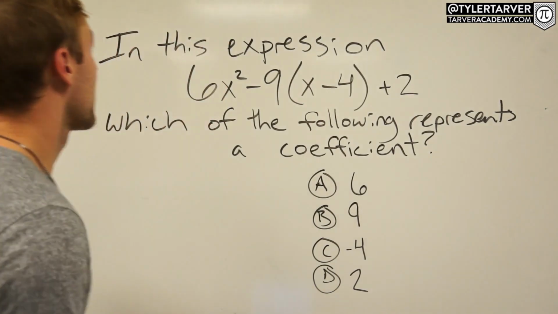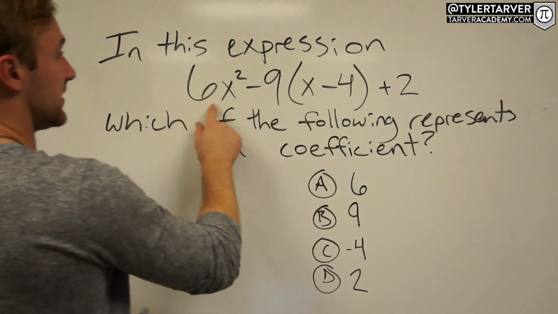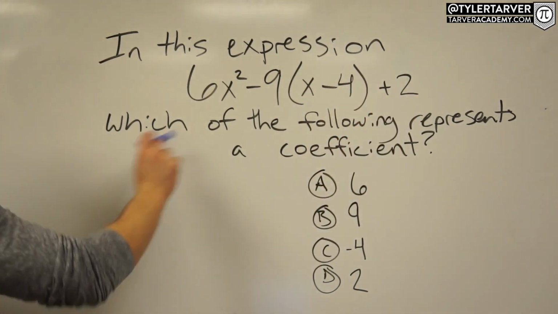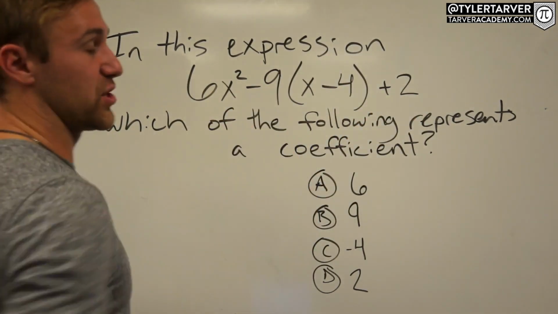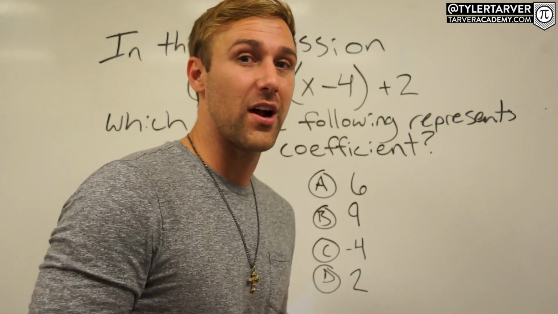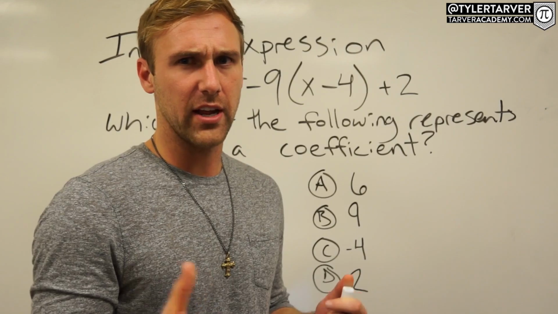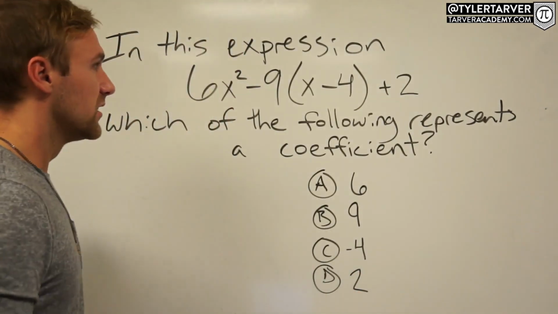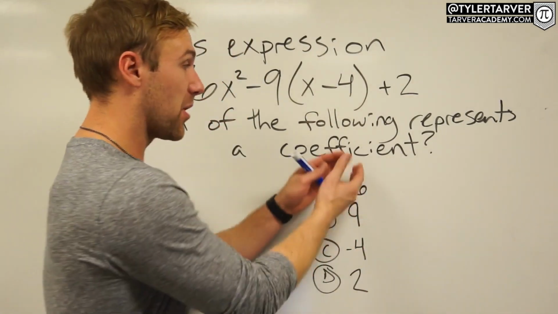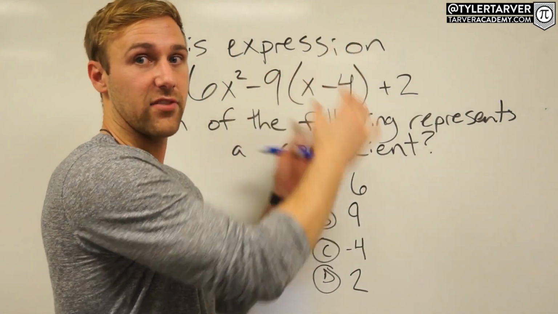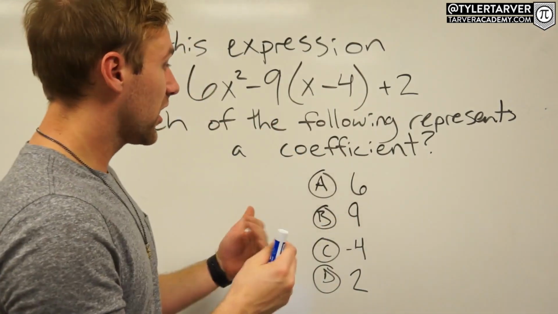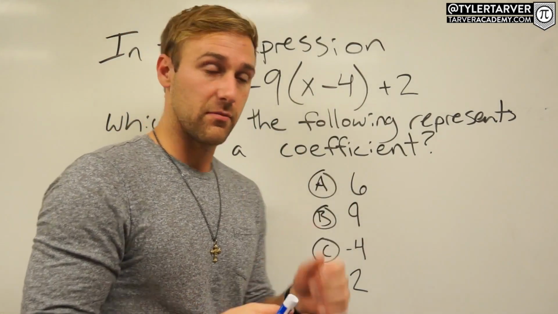Let's read our problem. In this expression, 6x squared minus 9(x minus 4) plus 2, which of the following represents a coefficient? I'm going to treat this like it's a problem on a test you're taking, so you can figure out some tricks and tips on how to work it and find the answer. Since this problem is based on our possible answers, it's not like an answer we're finding from scratch. It's based on which one of these works within this problem. We are going to look at them one by one and find our answer.